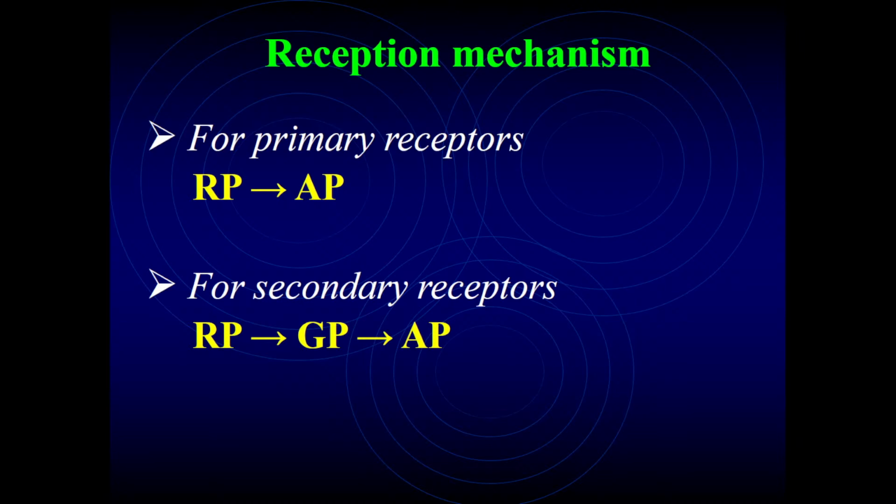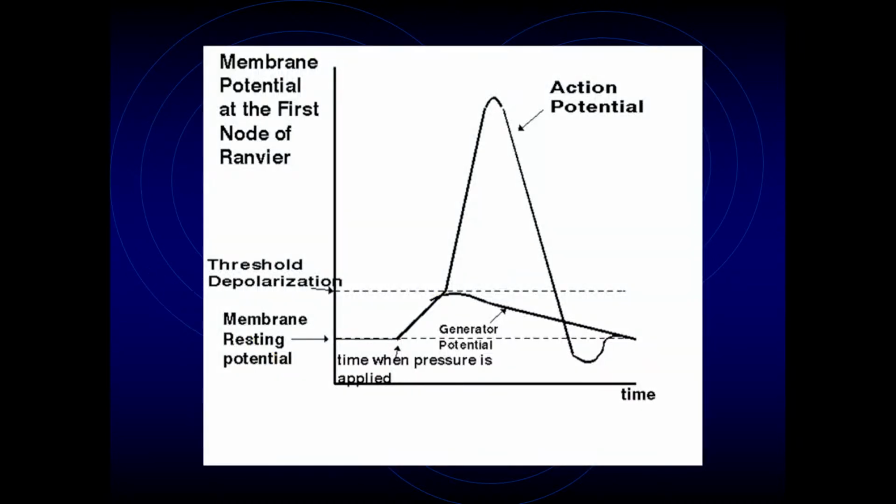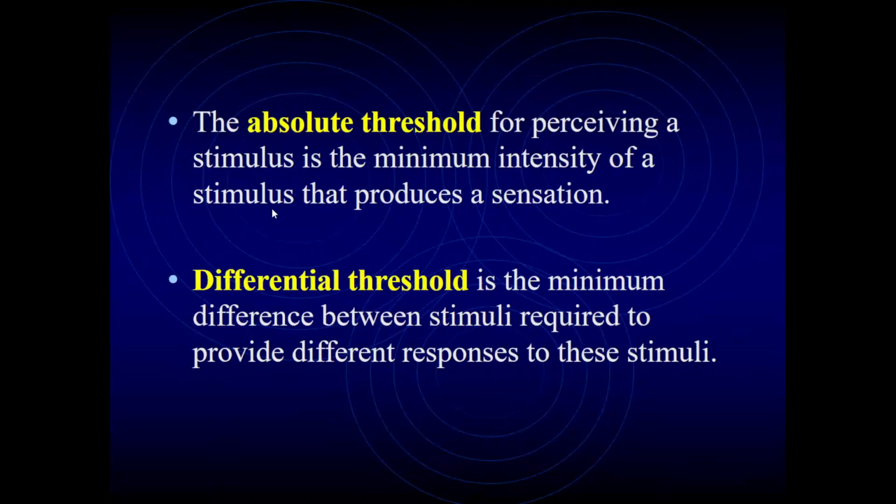The sensitivity of receptors to the action of the stimulus may change. A measure of sensitivity of the receptor is the absolute threshold for perceiving stimulus, the minimum intensity of the stimulus that produces a sensation.